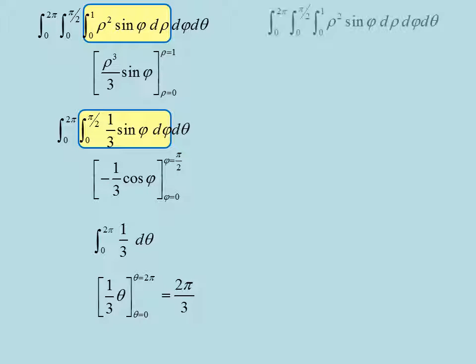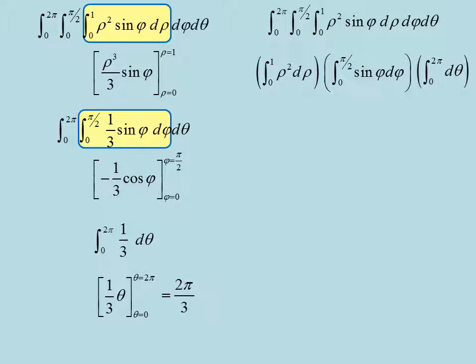Now, we could also have used the properties that we discussed several times already. Since the limits on the integral are all constants, and the integrand is separate functions of phi, rho, and theta multiplied together, we could just split it into separate integrals. Integrate each one of those and multiply them together.